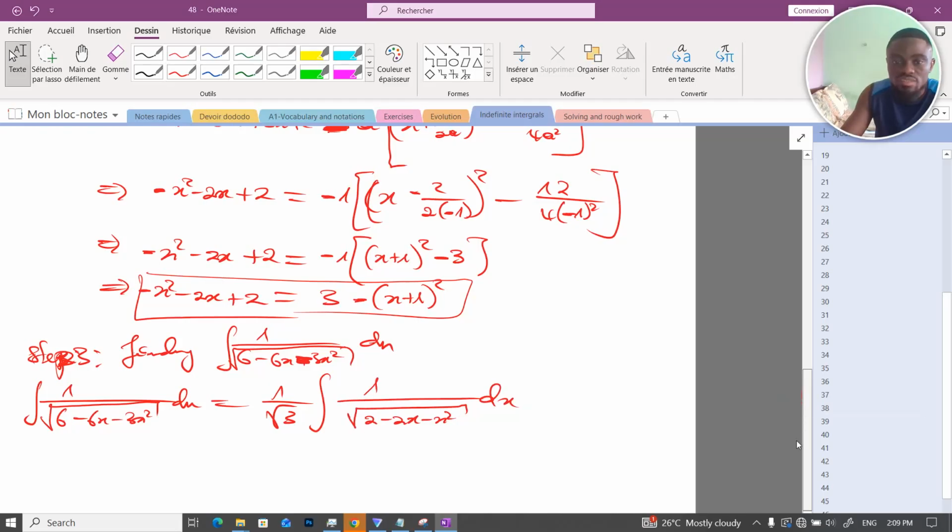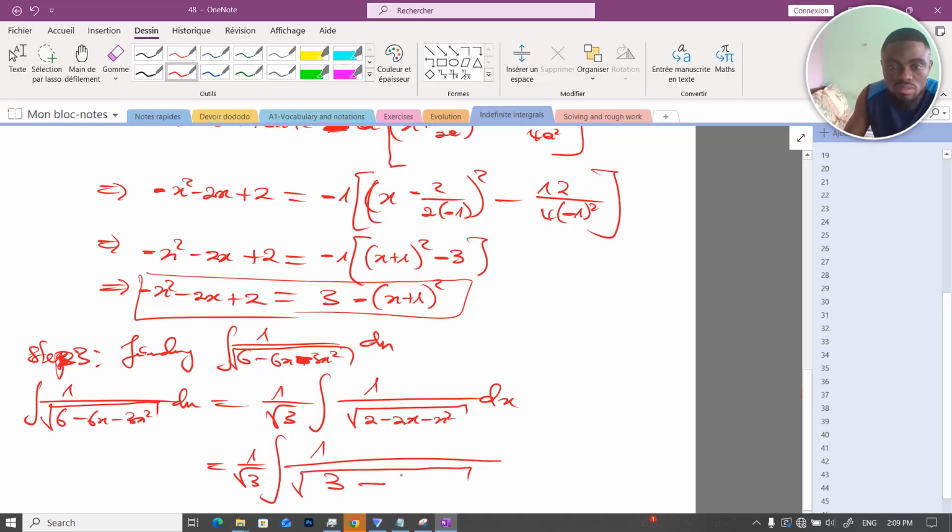But we know that what is inside here, its completed square form is this. So this will be equal to 1 on root 3 integral of 1 all over the square root of 3 minus x plus 1 squared dx. What can you notice about this integral? You see that this integral is already like 1 all over the square root of a minus bx squared.